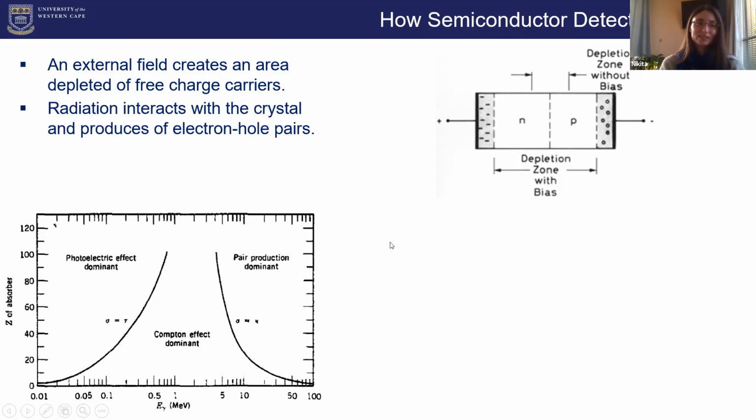The next step, of course, is radiation that comes into our crystal, into our detector, and it interacts with the crystal and produces electron-hole pairs.